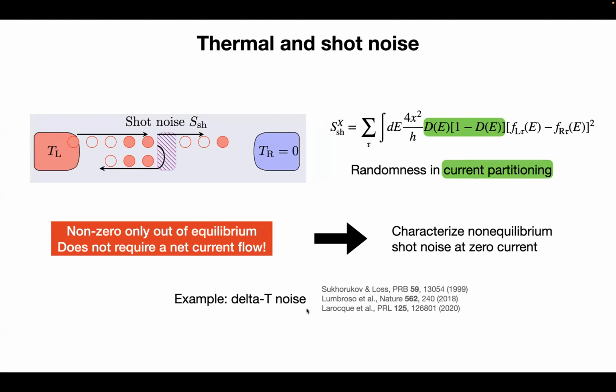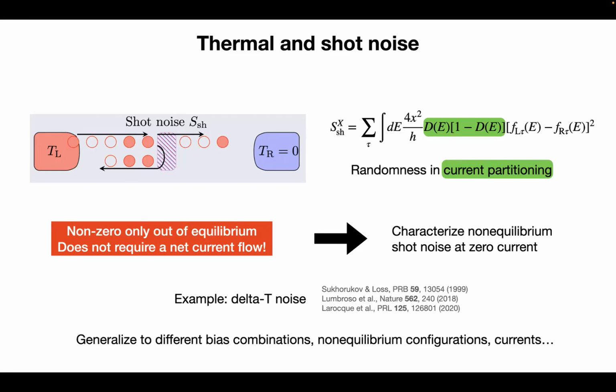And an example, there have been a couple of recent papers, so these two, 2018 and 2020, where in tunnel junctions, they have measured an additional effect in the noise signal due to temperature gradients, and this also happens without the current flow. So this is what we want to understand a little bit better.